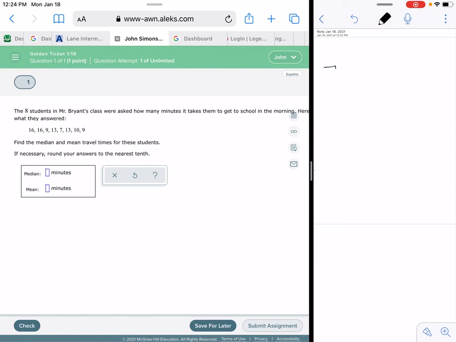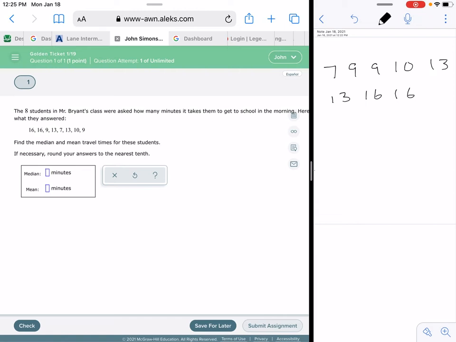It makes it so much easier if you do that. So let's do that. Let's go 7, 9. All right, so we got 7 and 9, and then it looks like we have a 10. No, we got 2 9s. I almost missed that. We got a 10, and then we have 2 13s, and then 2 16s. So we got a total of 8 values.